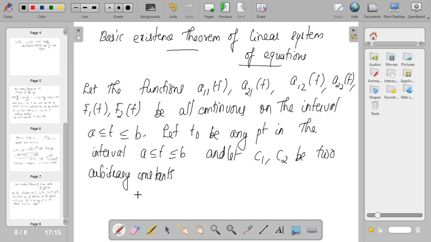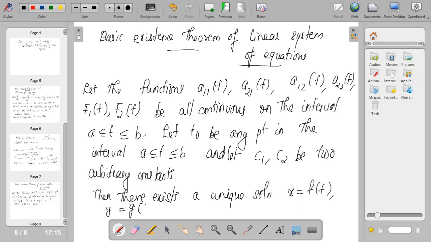Then the basic existence theorem states that there exists a unique solution x equal to f of t and y equal to g of t such that f at t naught will be equal to c1 and g of t naught will be equal to c2, for all t belonging to the closed interval a b.